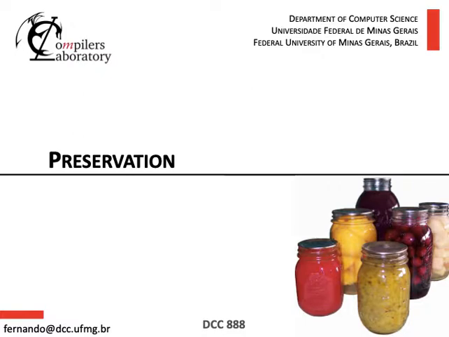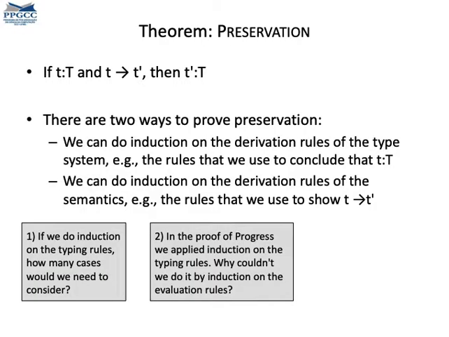This property is called preservation. We state preservation as follows. If t is a term and has type T, and there is another term t' such that t evolves to t', then t' also has type T. In a sense, the property says that the types of terms are preserved whenever those terms take a step.